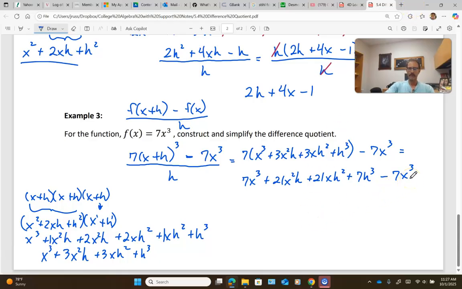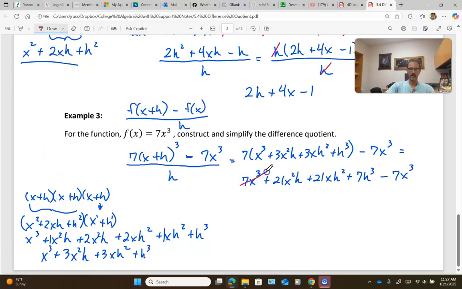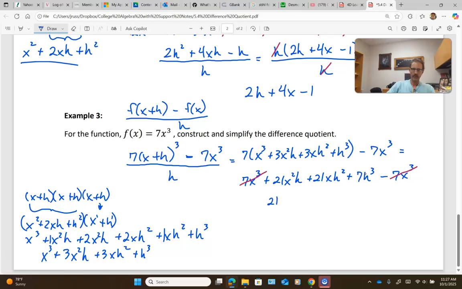Okay. Now I'm going to keep working because I think I may have at least a couple of terms that will cancel. And in fact, the 7x cubed with the negative 7x cubed will cancel. And guys, that's actually all that will cancel. So I'm going to have these 3 terms left: 21x squared h plus 21xh squared plus 7h cubed.